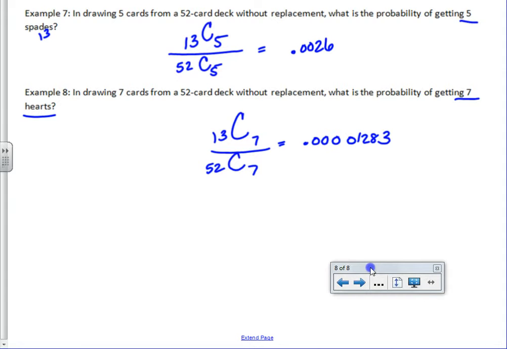All right, it's your intro to probability. There is a book assignment on 7.5, and then there's going to be some follow-up worksheets.